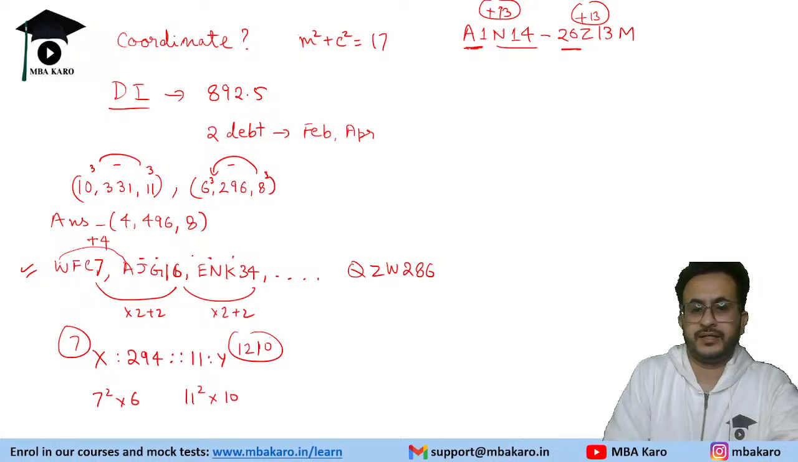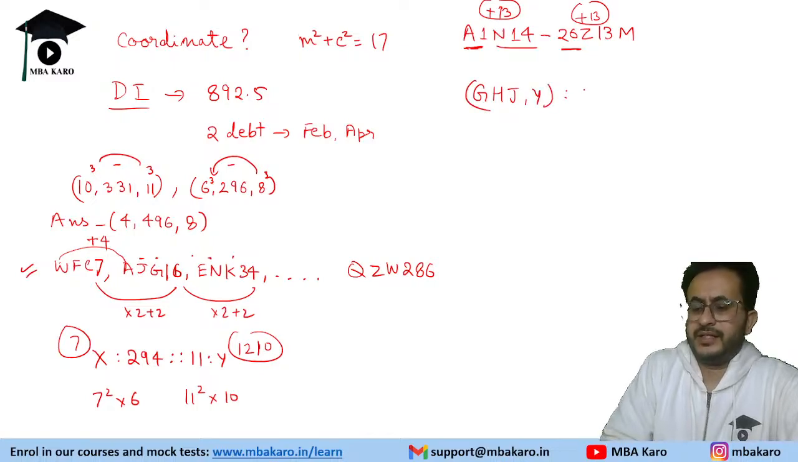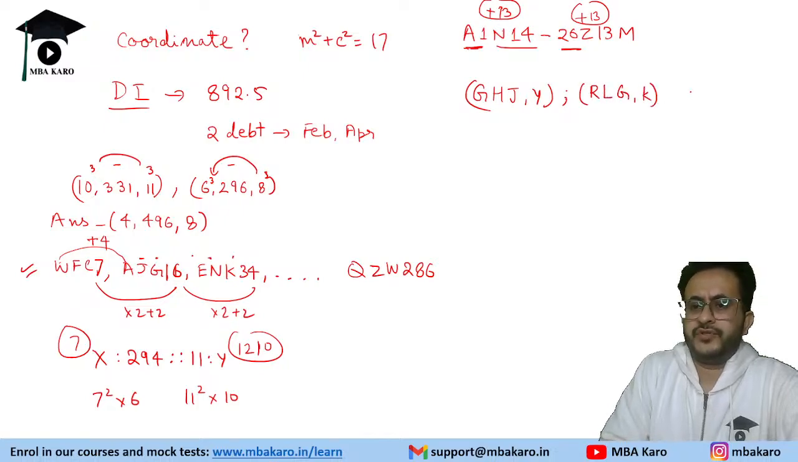One was like they had given this thing, GHJY. Comma, and they had given that another possibility is RLGK. So you have to find which of the following does not follow. So there were four options.